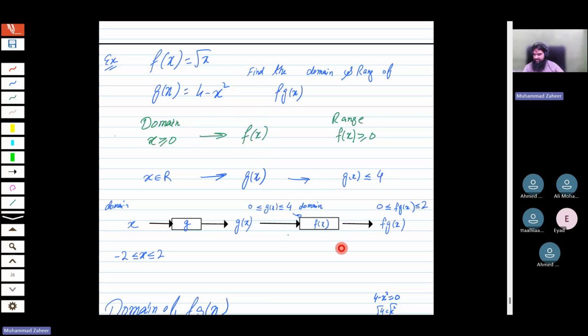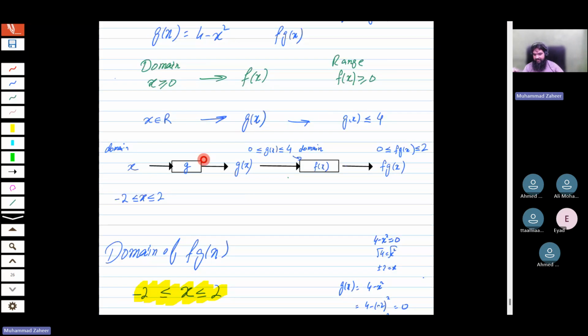Now you have to make this type of chart. It is f of g of x, and for example, if it is g into f of x, here you have to write f of x and here you have to write g of x. First of all, you have to check what values to substitute, because you are talking about the range of g of x and the domain of f of x. You have to make them equal.